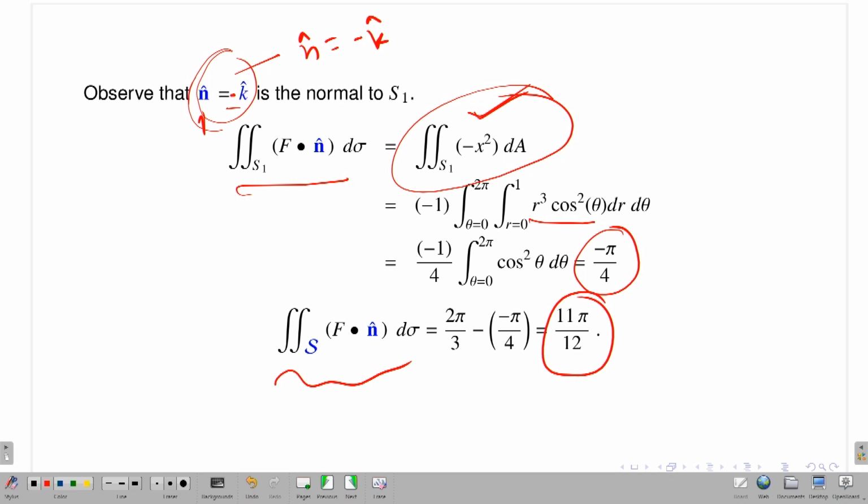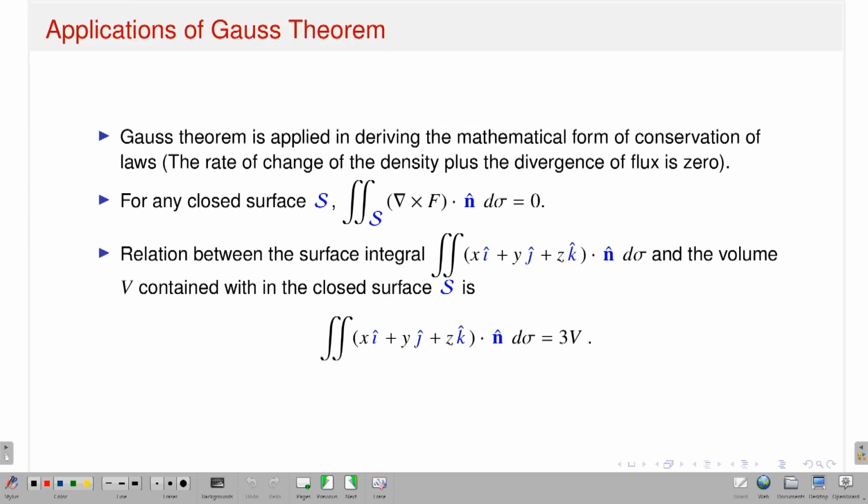Okay. So that is the use of the divergence theorem to calculate a surface integral. Now, as I said, I will discuss today a couple of applications of Gauss divergence theorem. The first one: Gauss divergence theorem is applied in deriving the mathematical form of conservation laws. That means the rate of change of the density plus the divergence of flux is 0. So that is application one.